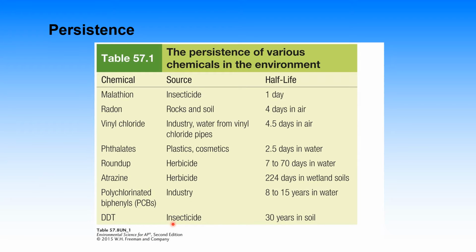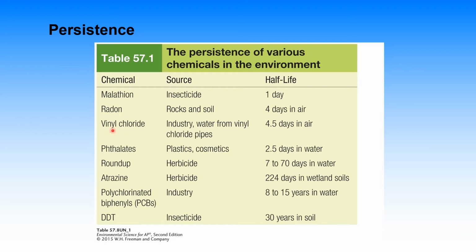So if you look at the chart a little more up close, DDT we know is an insecticide, and its half-life is 30 years in the soil. So only half of it's gone, right? Roundup is a common herbicide. That means it kills weeds, right? And Roundup has a half-life of anywhere from 7 to 70 days in water. Okay, so that's not as bad as 30 years for half of the life.